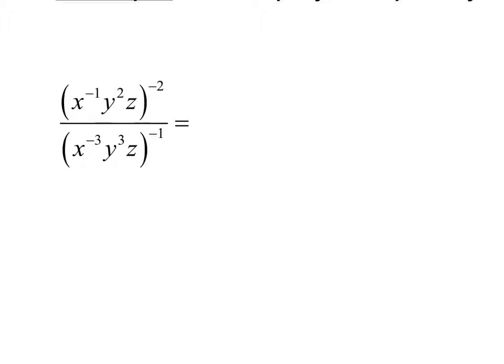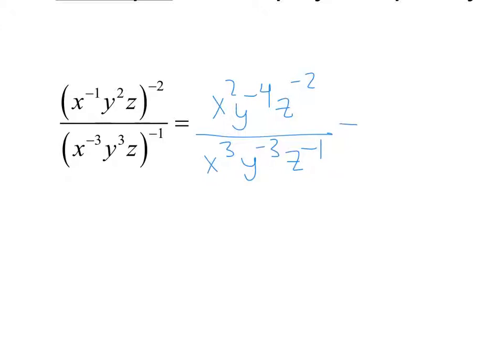So, first thing I would do, since both of these are negative, I would just distribute. Okay, so this would be, we have x, what's negative 1 times negative 2? Positive. And then this would be negative 4z to the negative 2. On the bottom you'd have x to the positive 3, y to the negative 3, z to the negative 1.